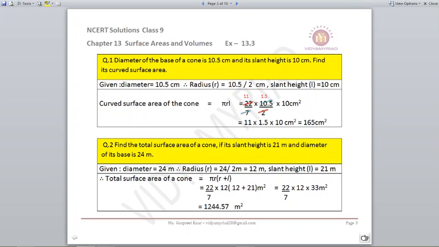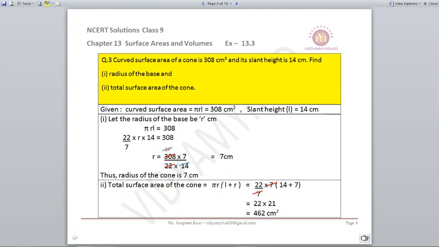Pi means 22 by 7. Radius is 12. Inside the bracket 12 plus 21. It comes to 22 upon 7 into 12 into 33. It will come in decimal as 1244.57 meters square. Children, please don't forget to put the units, otherwise your marks will be deducted.